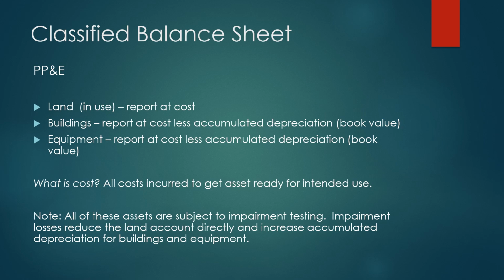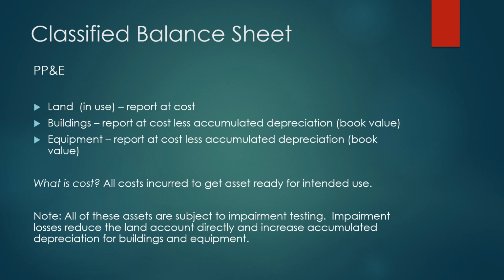So for a building, cost is going to be the purchase price of the building plus any commissions paid. For the equipment, it would include the freight that you paid to acquire the equipment and any other costs you incurred to get the asset ready for its intended use.